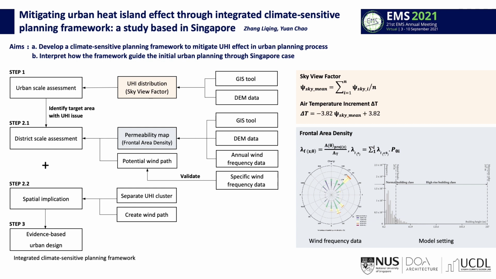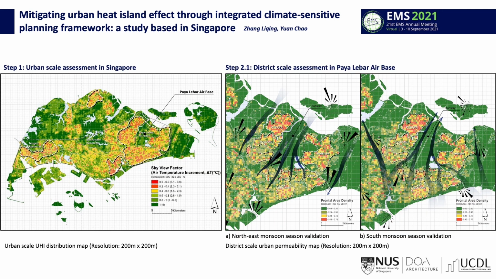Then in step 2.1, the wind permeability of this certain district area will be further mapped using the same DEM data, but with annual wind frequency data in the calculation. Specific wind frequency data of certain periods like monsoon season can be also used for later validation of the potential air paths. With heat and wind permeability information, proper spatial implication can be adopted, and thus, evidence-based urban design can be developed. Here comes the Singapore case.